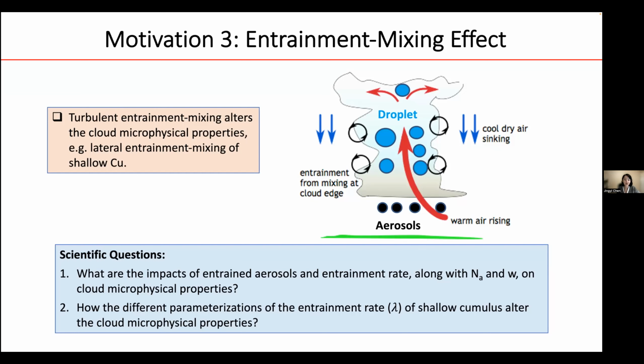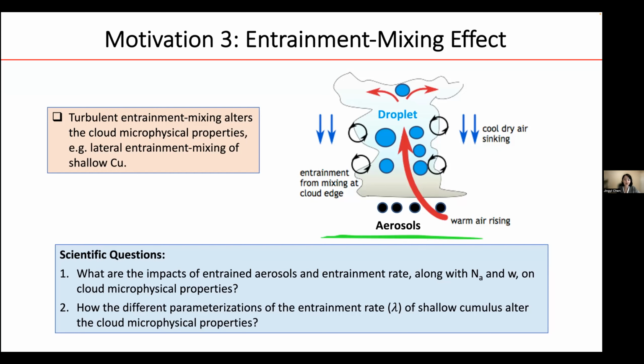This is the cloud parcel model considering entrainment mixing. The dry air and the aerosols are entrained in the cloud parcel continually at each step. Two parameters are used to represent this process. The first one is the entrainment rate, which is defined as the mass fraction of the entrained air. Here, m is the mass of the parcel and z is the height. This parameter represents the intensity of the entrainment. The second parameter represents the entrained aerosols.